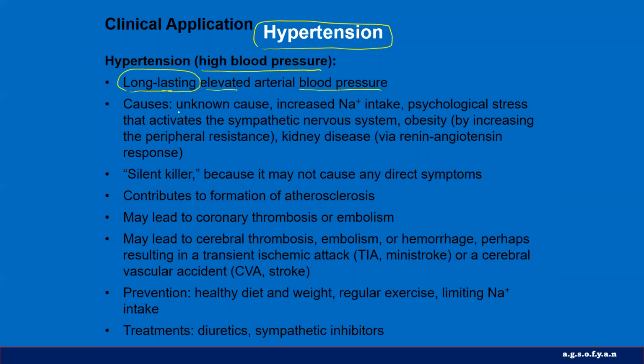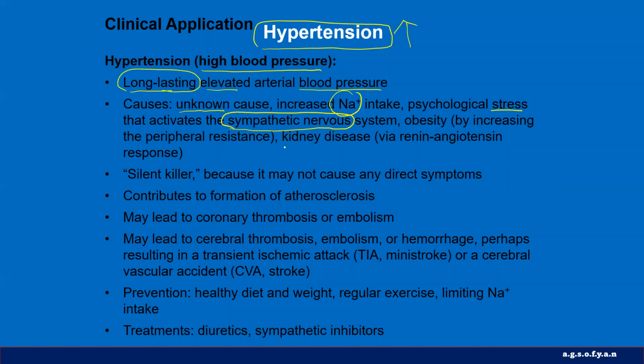Some causes are unknown, okay? Some are due to increased sodium intake or psychological stress that activates the sympathetic nerve. For example, if you get angry easily, that sympathetic nerve will kick up the heart rate, and because of that the blood pressure will increase, and this can cause hypertension.